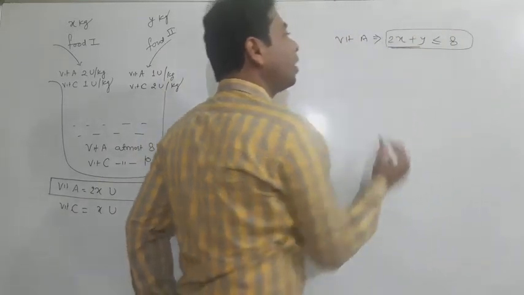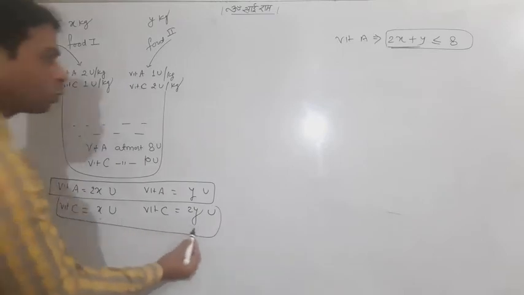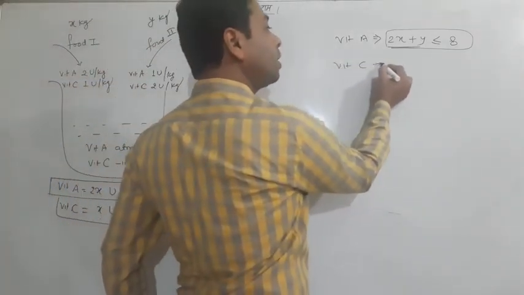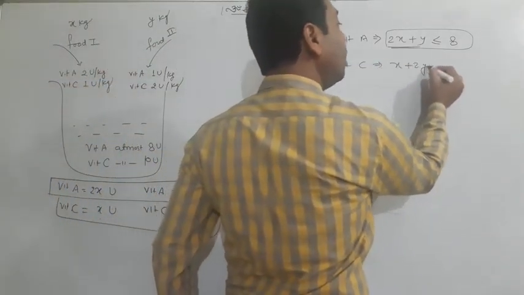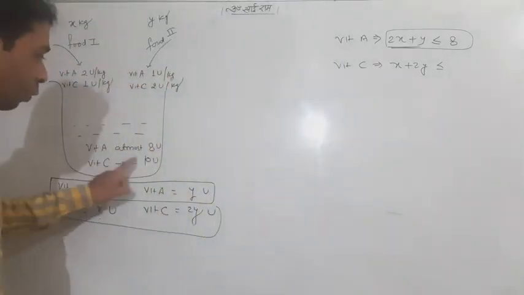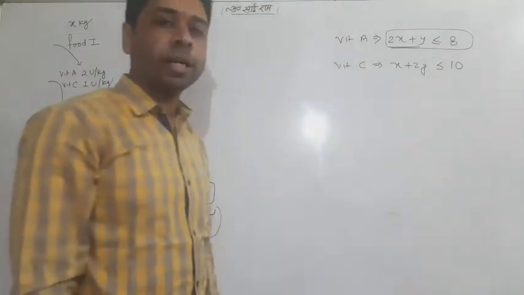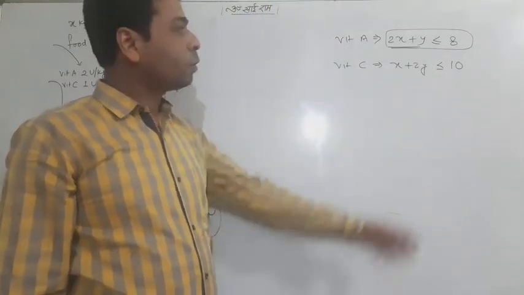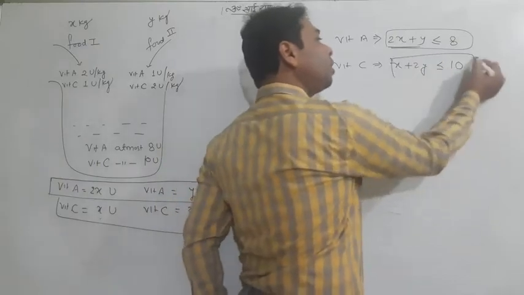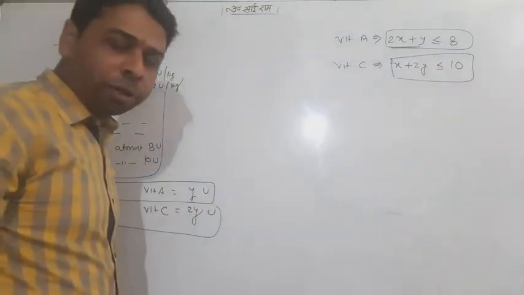We have got an inequality, and we get the same for vitamin C. Total vitamin C is x plus 2y, which in the whole mixture is at most 10 units. So now we have two inequalities. The third I will read in the question, but don't worry.